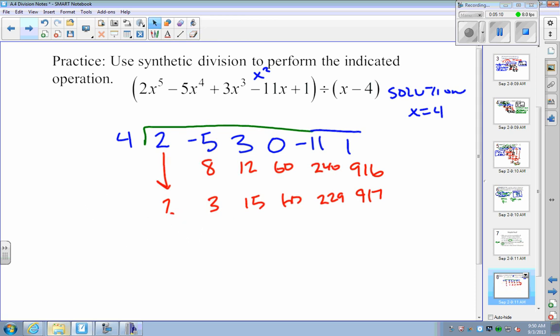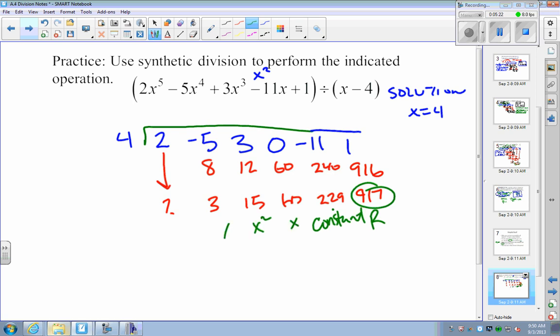Now, this will always be your remainder. This will be your constant term, so that's the term with no x's. This is x squared, x cubed, x to the fourth. But if you think about it, you're putting an x into an x to the fifth, you know you need an x to the fourth. So here's how you'd write your answer.